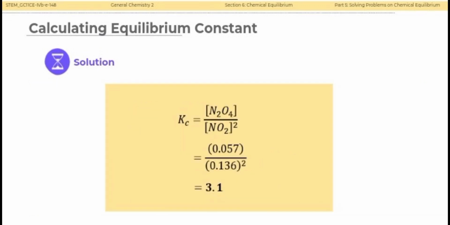Lastly, we write the equilibrium constant expression for the reaction. The equilibrium constant equals the concentration of dinitrogen tetroxide divided by the concentration of nitrogen dioxide squared. Substituting the equilibrium concentration values, we get an equilibrium constant of 3.1.